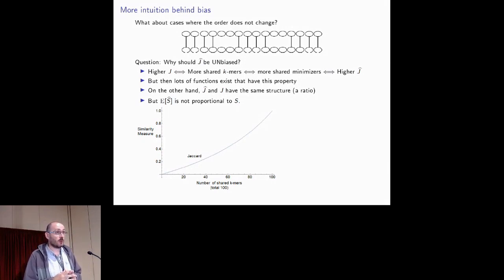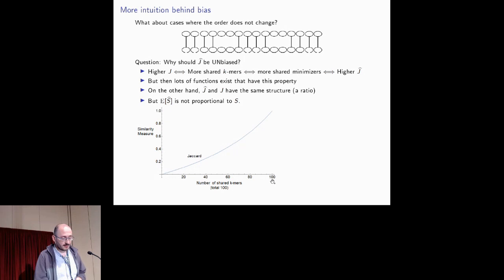And my thinking was, well, if you have a higher Jaccard, that happens if you have more shared k-mers, which probabilistically means you'll have more shared minimizers, which means you'll have a higher Jaccard estimator. Okay? And this intuition is correct. But then when you think deeper about it, there's a lot of functions that may have this property. So the Jaccard is this particular function of the number of shared k-mers. And here I'm plotting it. Its y-axis is 0 to 1.